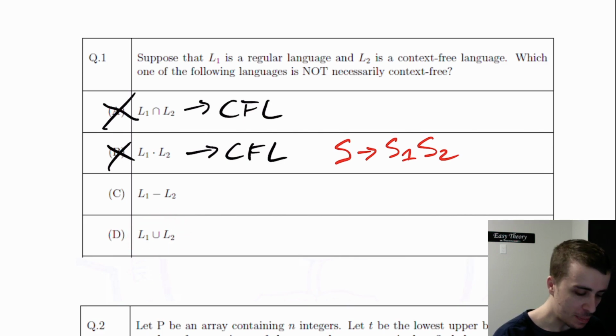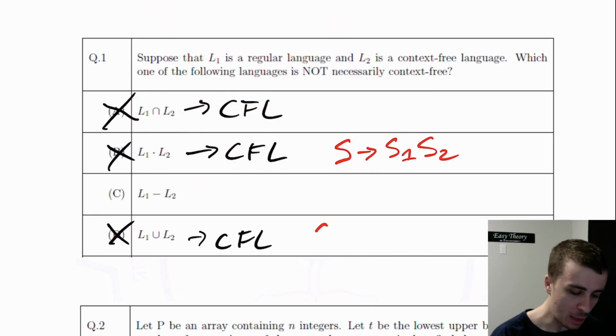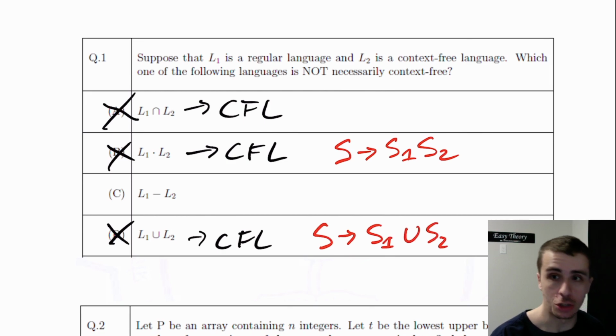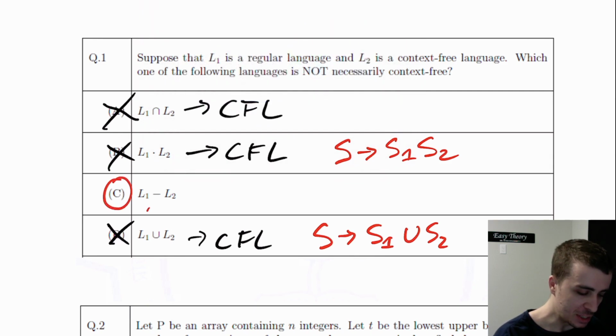It's also not going to be D, because this is always going to be a context-free language, for the same reason that part B was, where you can do S goes to S1 union S2. And for that same reason, it is context-free. So the answer is going to be C.